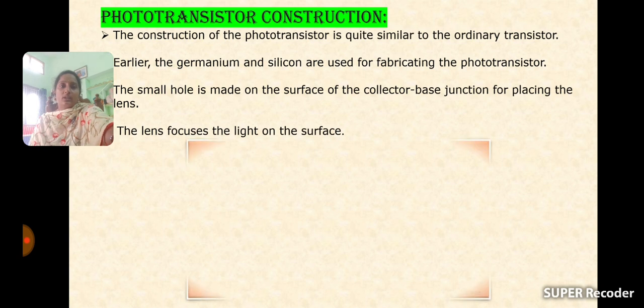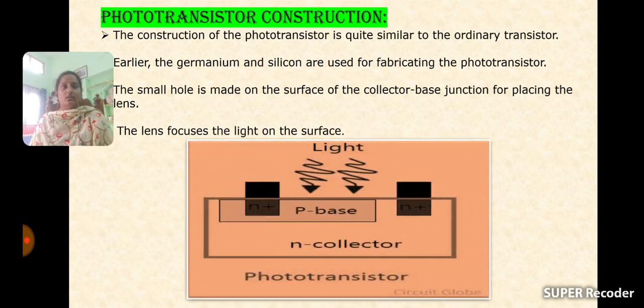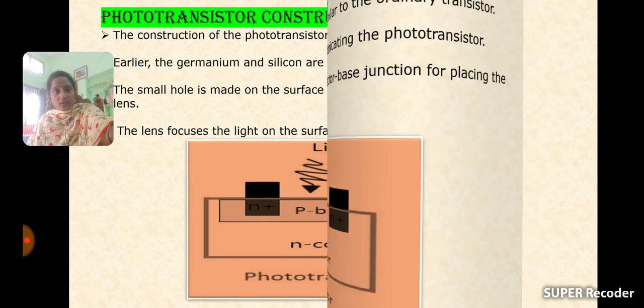And while coming to the construction, see here, this is the construction. Initially the phototransistor uses P material or N material, both are semiconductors. Either germanium or silicon is used for fabricating the phototransistor. A small hole is made onto the surface of the collector base junction for placing the lens. We take the help of the lens to insert the light into the base. The lens focuses the light onto the surface.